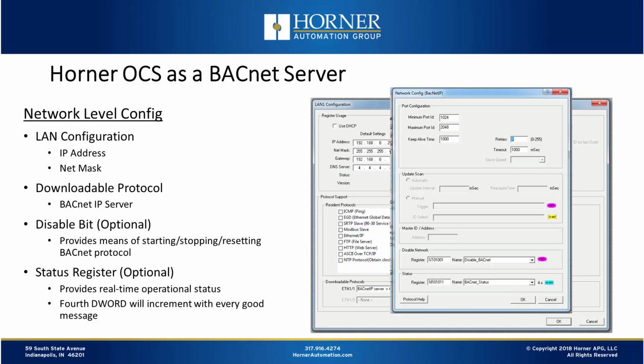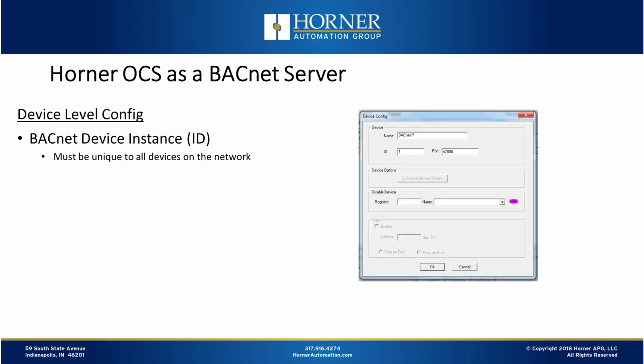Now at the device level, really, there's not much to do there. I'm sorry, we're still at the network level. The second stage on the network level is strictly to assign a disable bit, so you can reset the network if necessary, as well as a status register where you can monitor the health of the connection to the network.